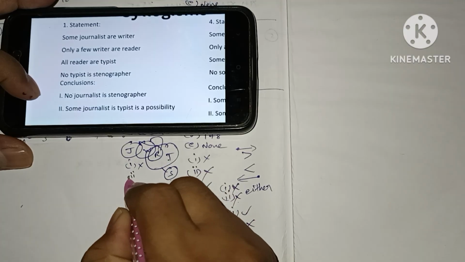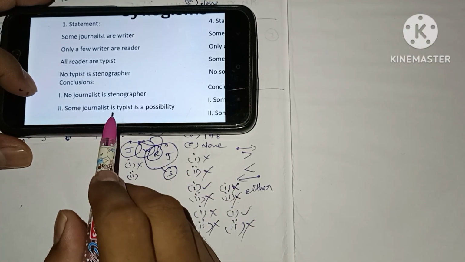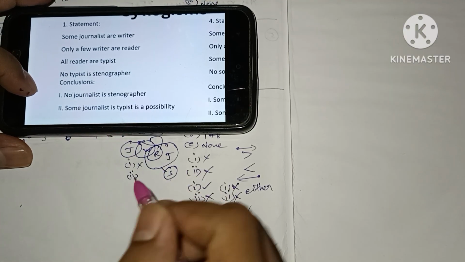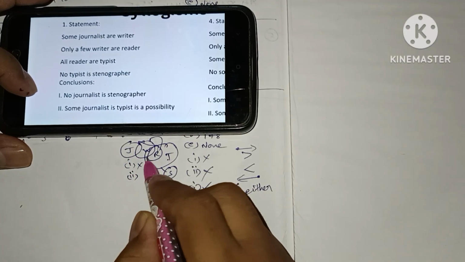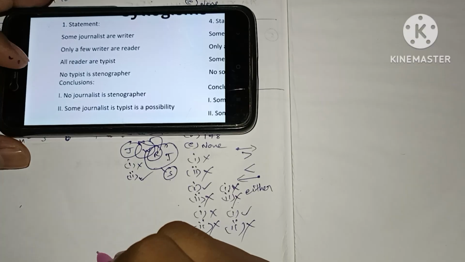Second conclusion, some journalist is typist is a possibility. Some journalist can share with the typist is a possibility. Yes, it is true. Second one is true.